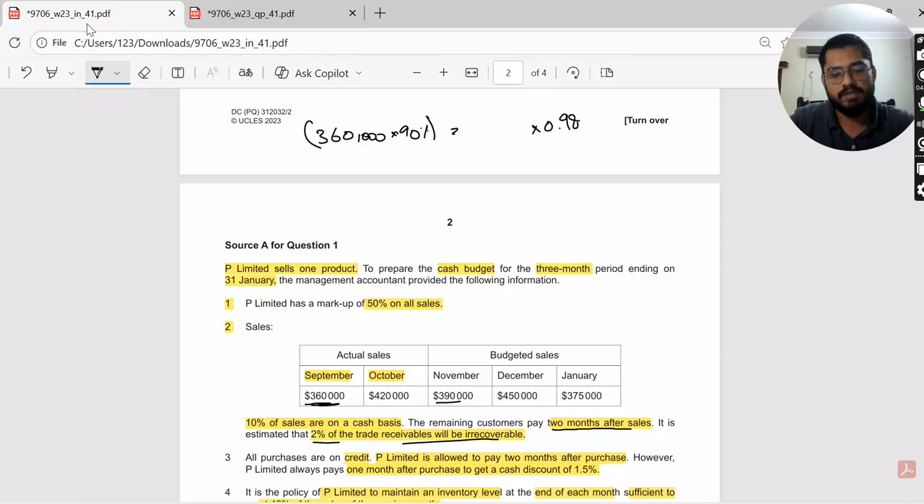So 360,000 into 0.9 comes up to $324,000, and 98% would be 317,520.